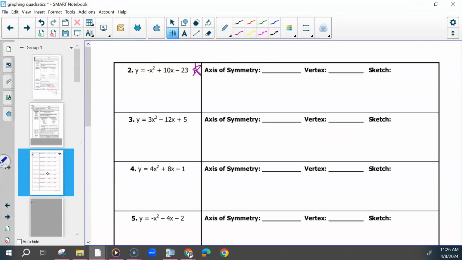Next page, I should have said. So let's do number 2. Same thing. I'm going to rewrite the axis of symmetry formula up here. We're not flipping back and forth. And then let's find that for this. If you need to label your A, B, and C, do that.